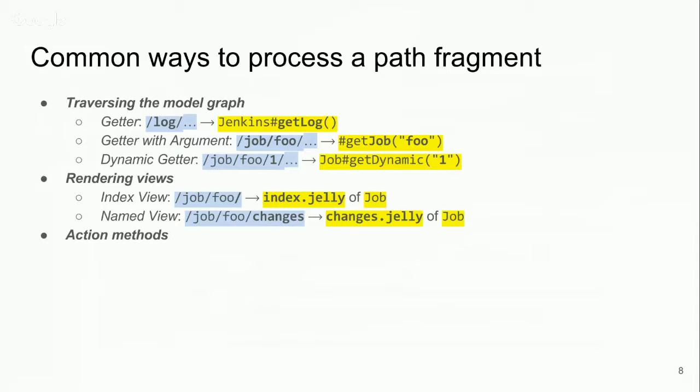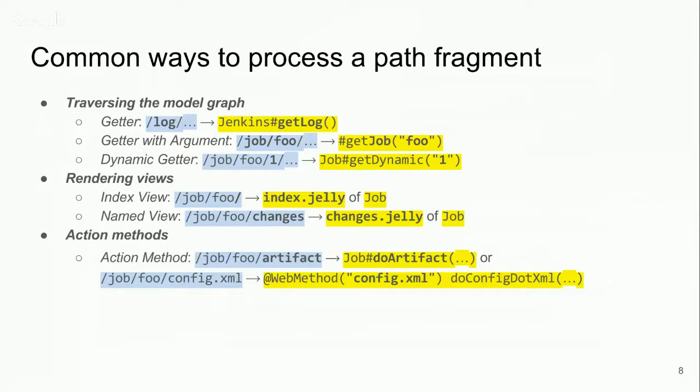And then there are the action methods. You execute those whenever you access a job's artifacts. In this case, /artifact translates to doArtifact, a method of the job type. Or in the case of programmatic access to the config XML, either GET or POST, it will call a method called doConfigDotXml, and the association between the URL and the method is done through an annotation on the method, as you can see here.